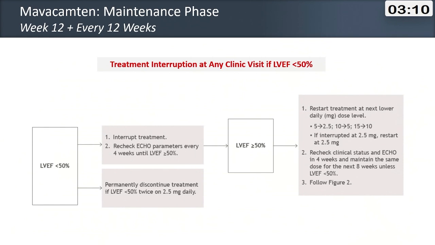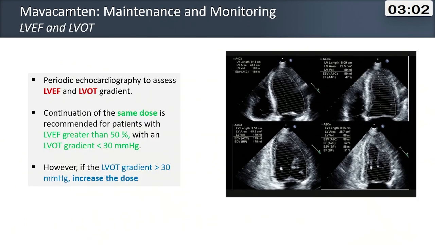Treatment interruption is recommended at any time if the ejection fraction drops below 50. If the gradients are still high, we have to do periodic echo first to check the ejection fraction and LVOT gradients. If the gradients are still high and we have good contractility, there's room for dose escalation. If the ejection fraction is greater than 50 but gets below 30, there's no need to make any dose escalation.